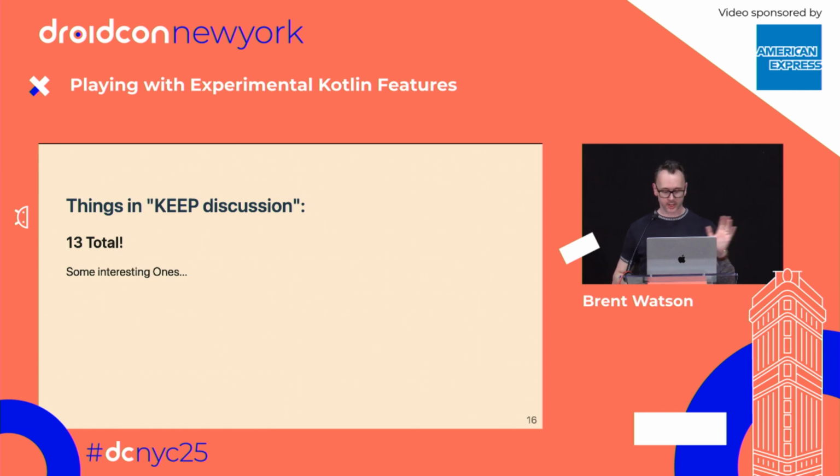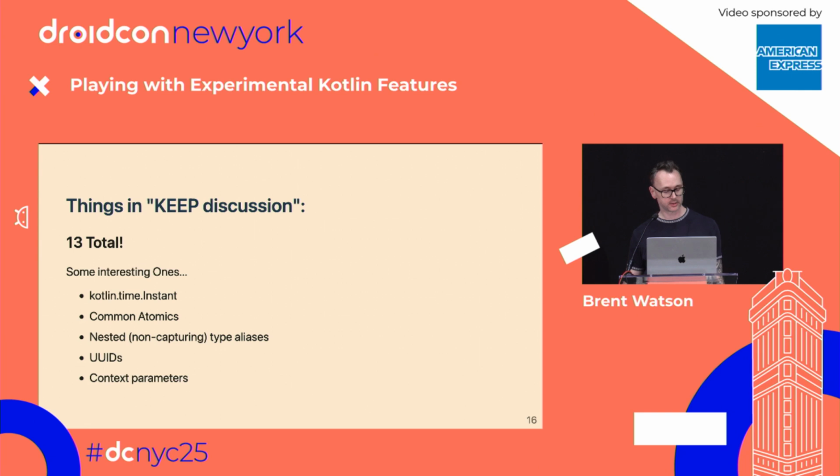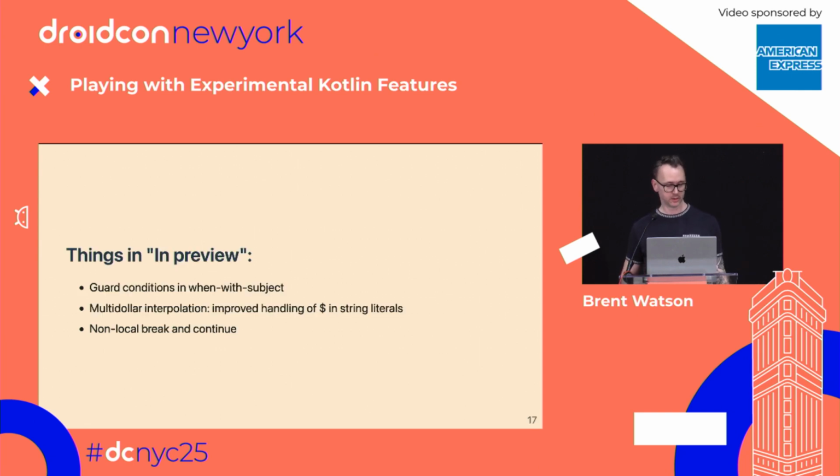And things in discussion, again, are further along this process and more likely to land in some aspect. So there's moving some Kotlin X things into the standard lib for times. There's the atomics that we've seen. There's non-capturing type aliases, which we'll look at in this talk. Yeah, so some of these things are in discussion. And again, we're going to look at some of these. And then things that are in preview are even further along. So guard conditions, multi-dollar interpolation, non-local break and continue.